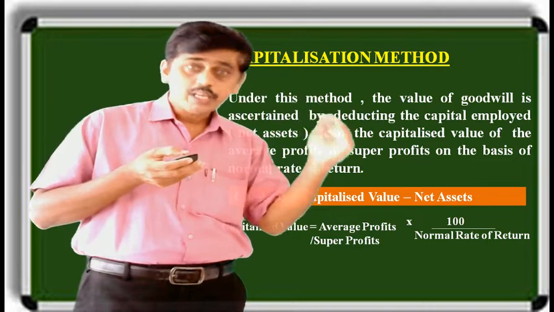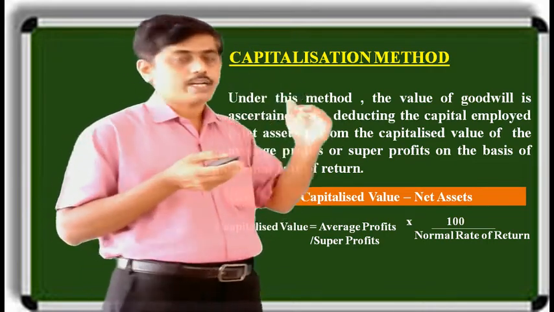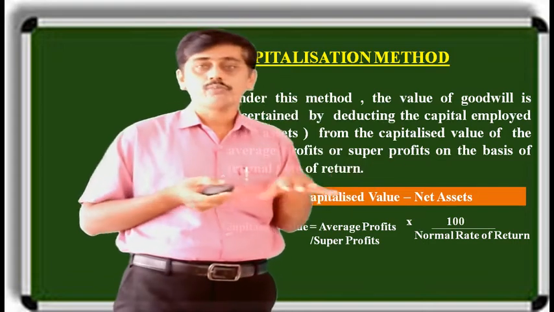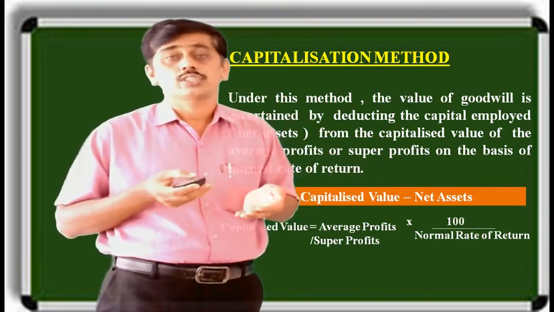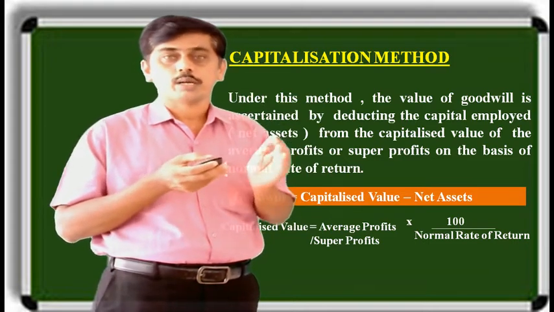So it may be either average profits or super profits. Average profits into 100 divided by normal rate of return, we will get the capitalized value. This is how goodwill is to be ascertained under capitalization method.